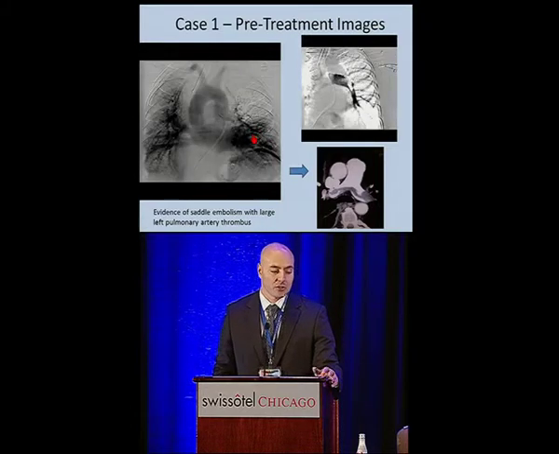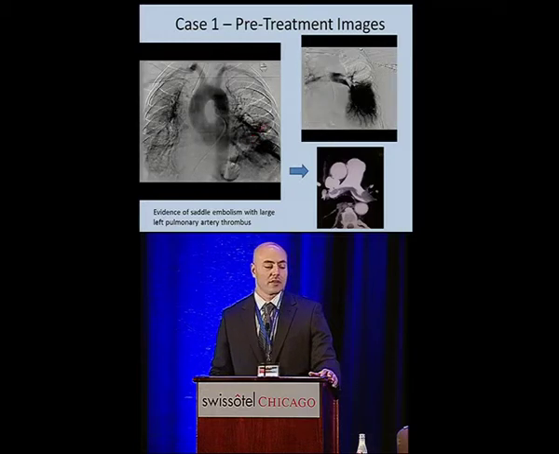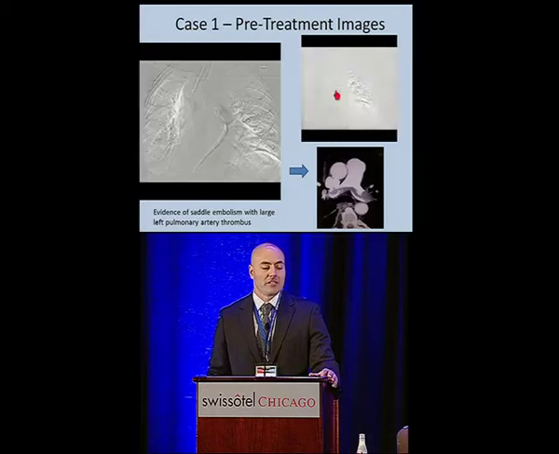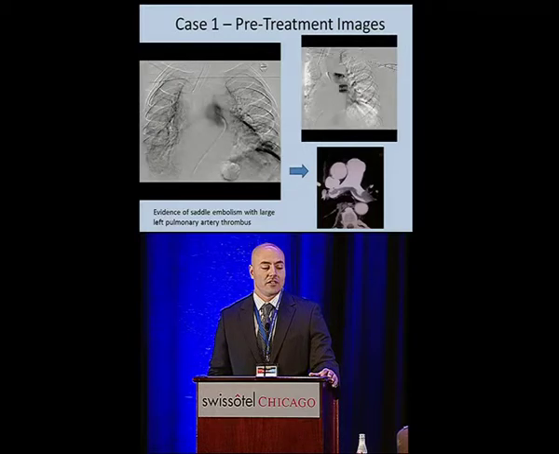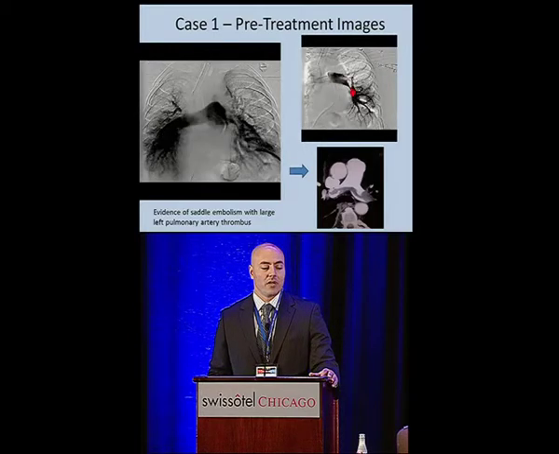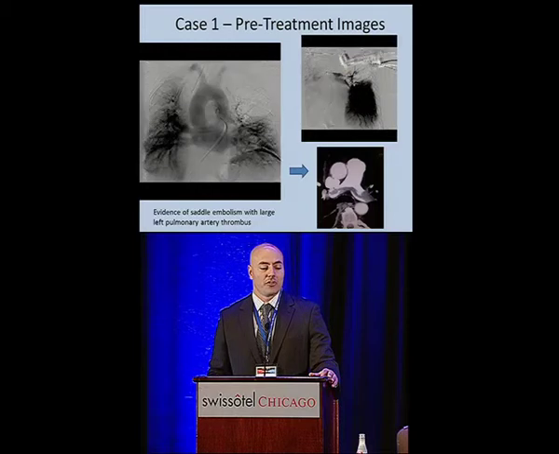This patient's blood pressure was like 60/0 at the time. And you can see in the selective views of the left lung that the saddle embolism is extending all the way towards the left lung with no perfusion in the upper lobe.